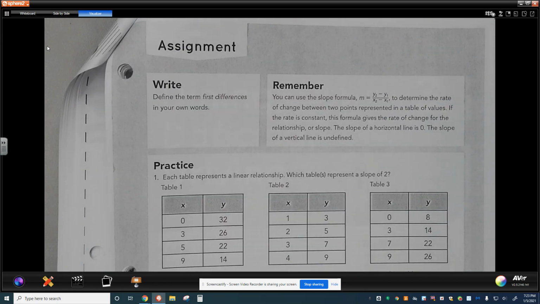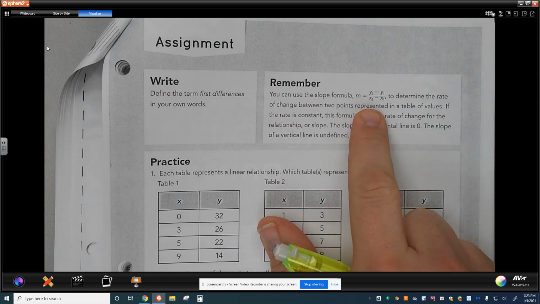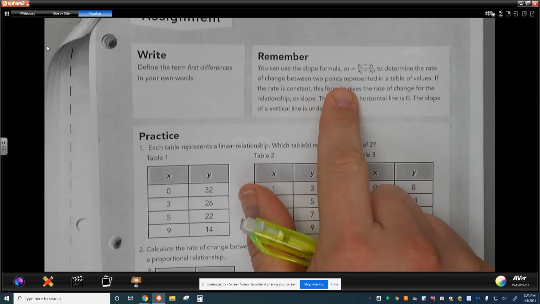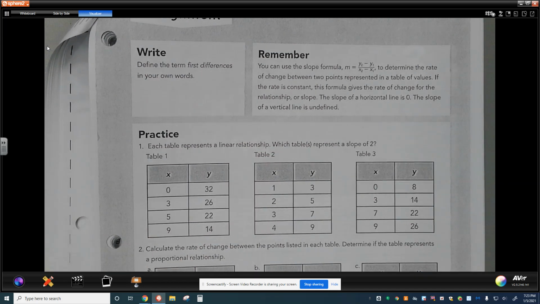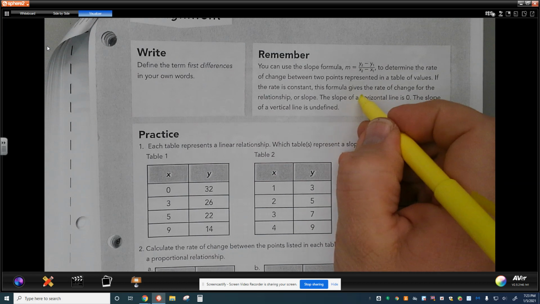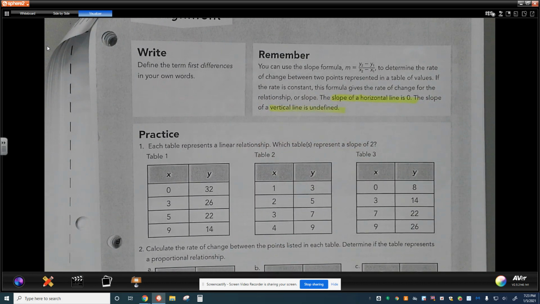What we need to recognize from here is we need to remember the slope formula is y2 minus y1 divided by x2 minus x1 to determine the rate. We're going to find the differences, but we have to follow the same direction. We need to really, really absolutely remember horizontal lines have a slope of 0 and vertical lines are undefined.